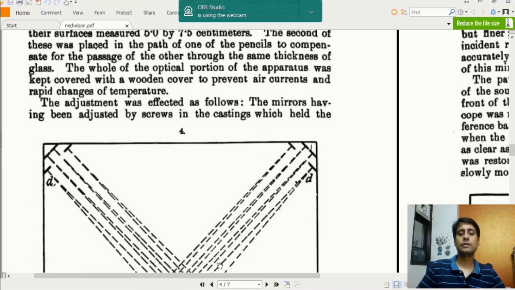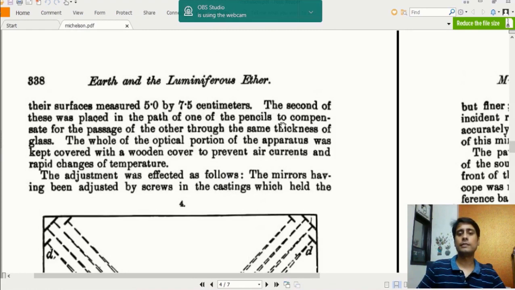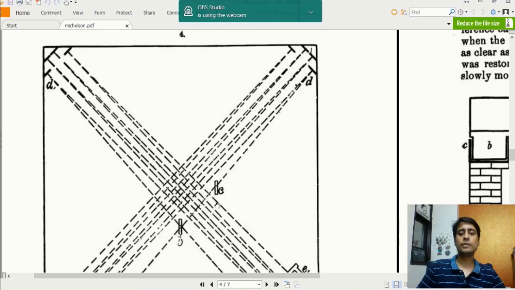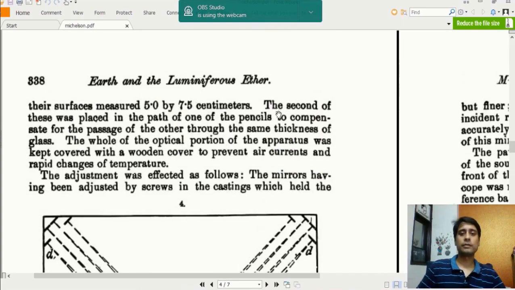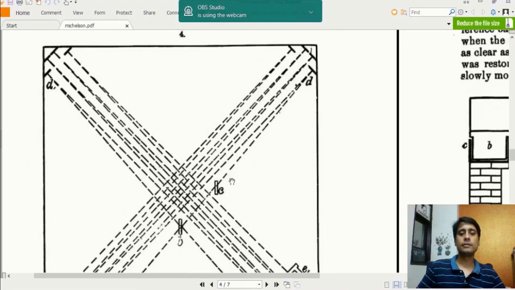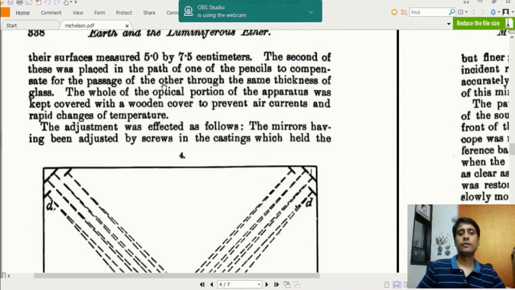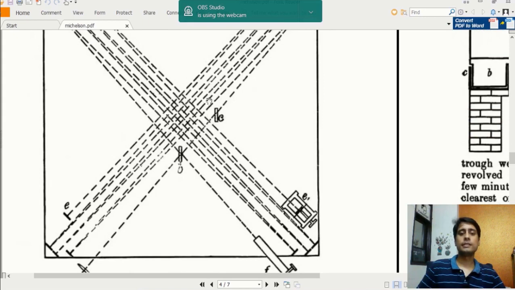The second of these was placed in the path of the pencils to compensate for the passage. So what is the use of this second glass slab here? We are not seeing any kind of reflection here, only transmission. So what is the use of this second one? It is also used in the Michelson interferometer, or it's a kind of Michelson interferometer, but especially designed to detect aether. The purpose of this second glass slab is to compensate for the passage of the other beam through the same thickness of glass. So why this glass slab has been used, and how it compensates the path length, let's see this.